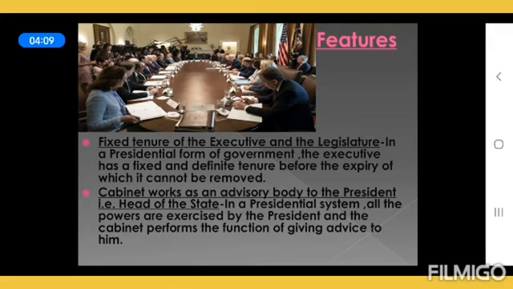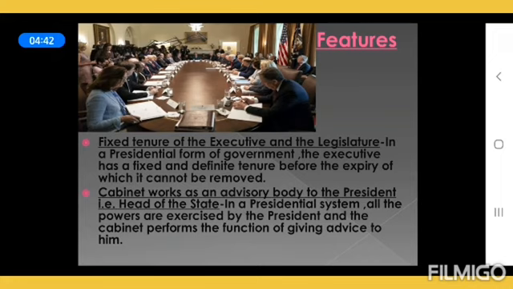When we see the parliamentary form of government, after the prime minister gets appointed, he gives recommendations of the ministers, and he is the one who gives portfolios to the particular ministers. Over here also, in the presidential system of government, the cabinet consists of the heads of the various departments or the various ministries.